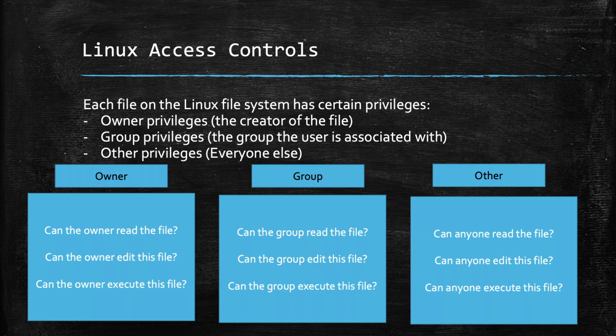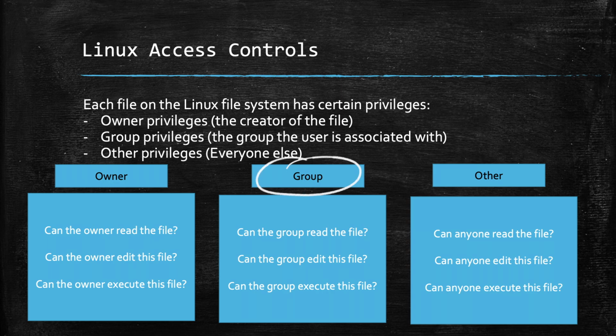So on Linux, how does this apply to that? Each file on the Linux file system has certain privileges. It breaks down into three main parts here. We've got the owner privileges, which is the creator of the file. We've also got group privileges, so the group the user is associated with.